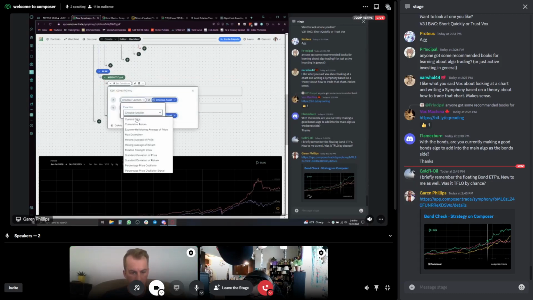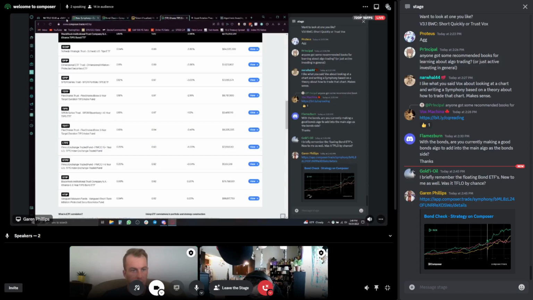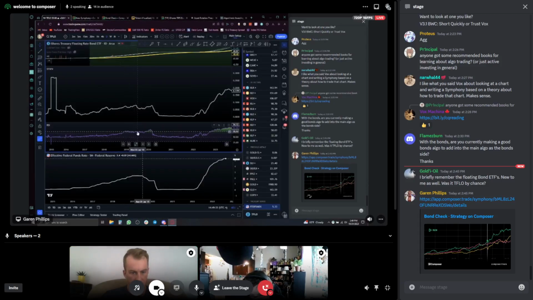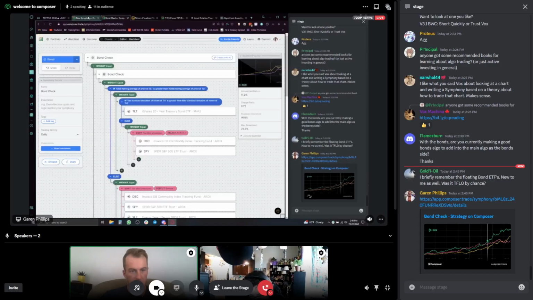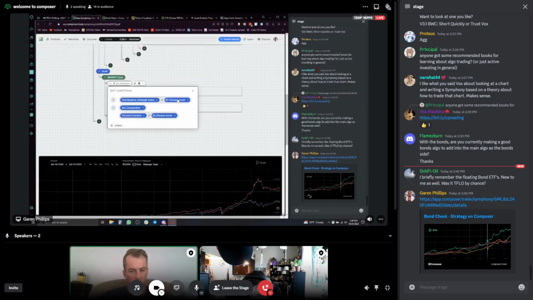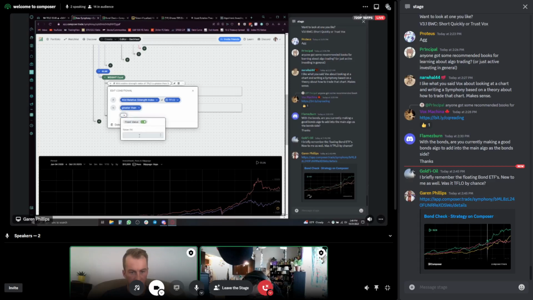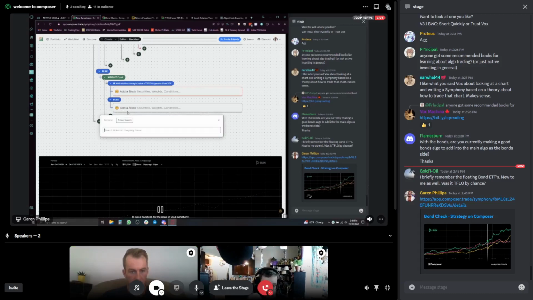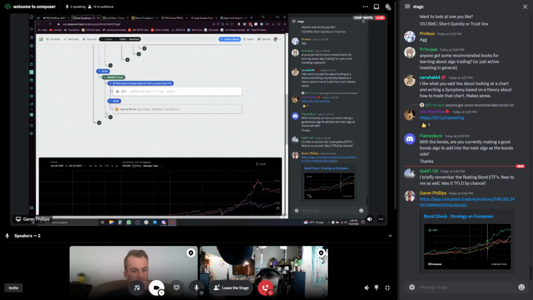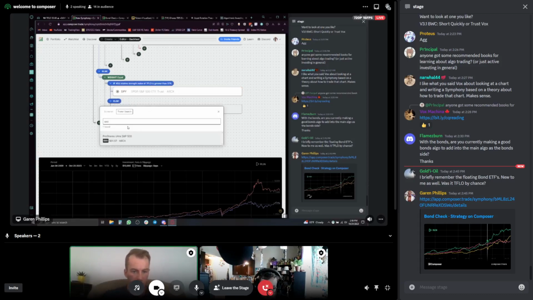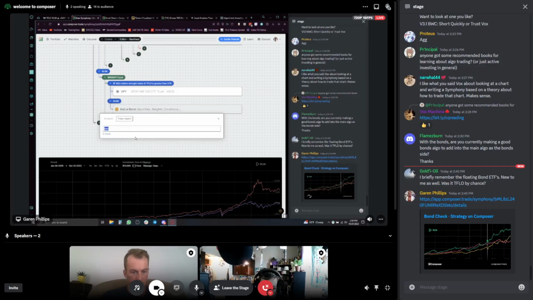Strength index, what sign am I using here? 40-day RSI. 40-day RSI of TFLO greater than fixed value. Is it 0.57 now, or is it just 57? I don't think anything's changed. So SPY, not in SPY. We'll do.